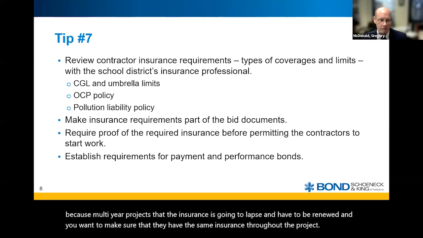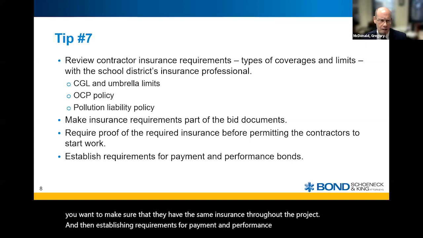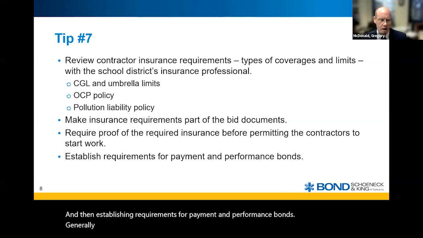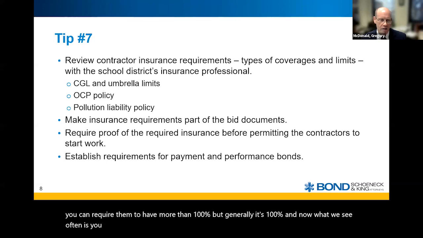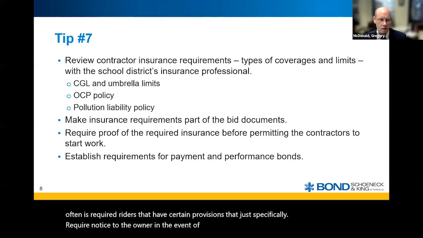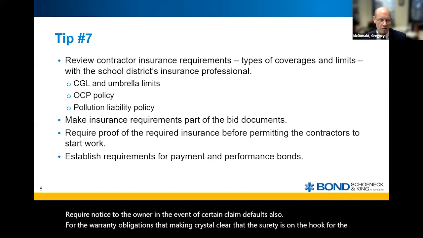And then establishing requirements for payment and performance bonds. Generally, the payment and performance bond is 100% of the contract value. It can be more. You can require them to have more than 100%, but generally it's 100%. And now what we see often is required riders that have certain provisions specifically requiring notice to the owner in the event of certain claim defaults. Also, for the warranty obligations, making crystal clear that the surety is on the hook for the contractor's failure to honor its warranty obligations.